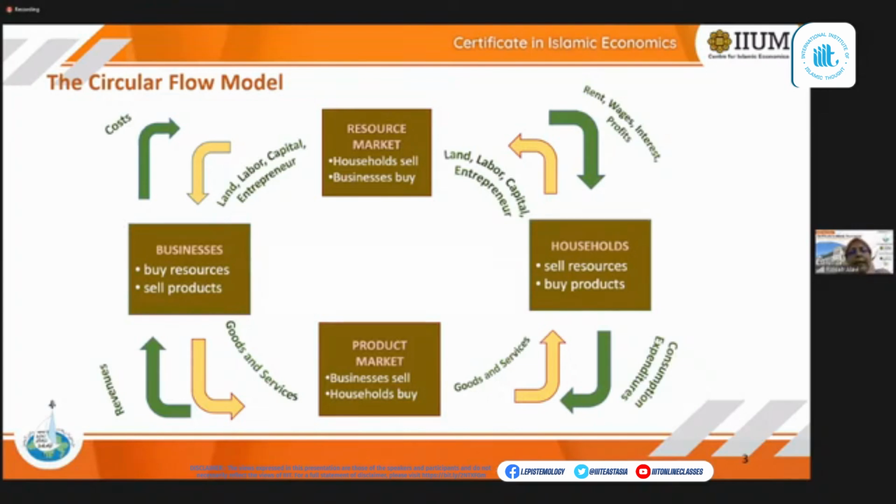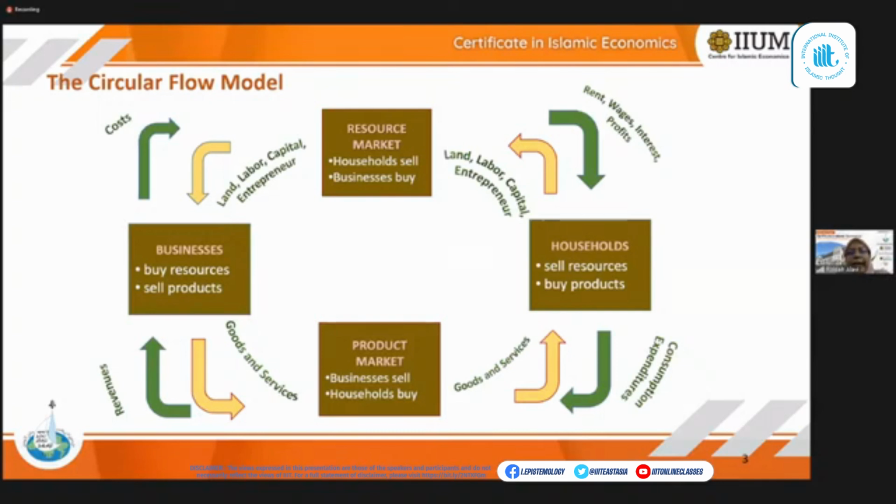In an economy, we have households. Households are the owners of the resources. As I mentioned just now, resources consist of labor, workers, land, capital, and entrepreneur. So households will be basically providing, in economics we say selling, because there's a value to it. We get return or payment for these resources that we have.